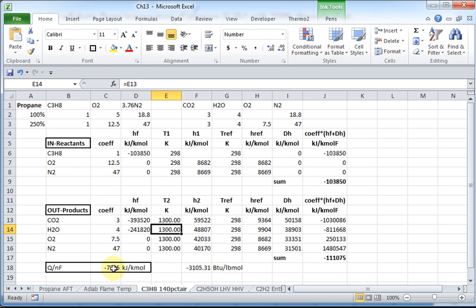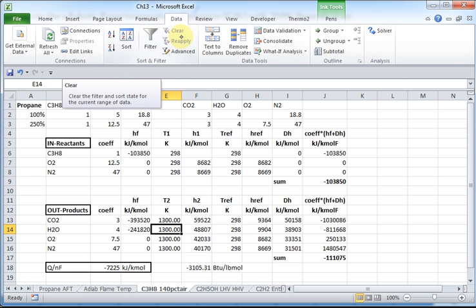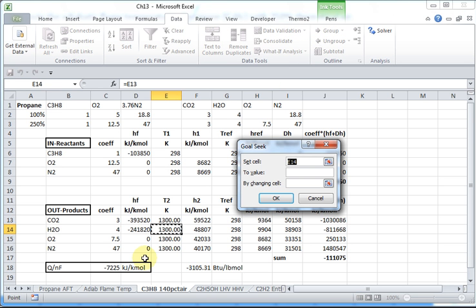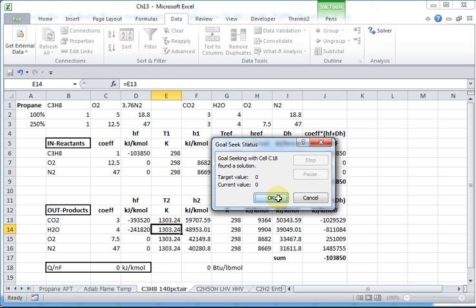In Excel, you would go to data. In data, go over to, there's a couple ways of doing it. What if, goal seek, says take this cell right here, which is cell C18. I want to make it go to what value? I want to make it go to 0. By changing what value? By changing this cell right there. And then I hit OK, and boom, it changes it to 1303 Kelvin.